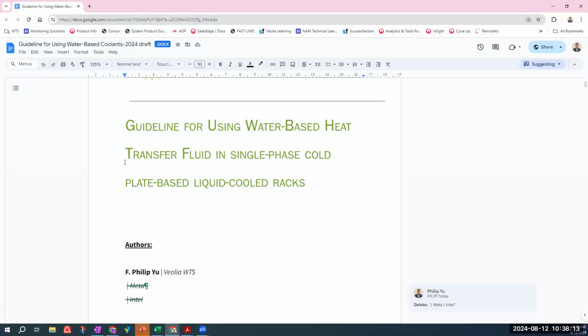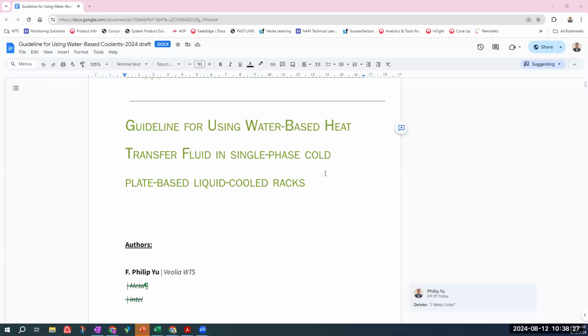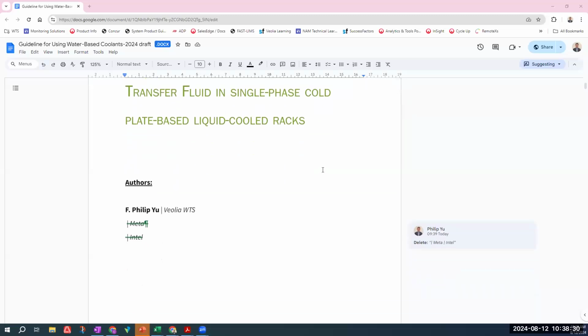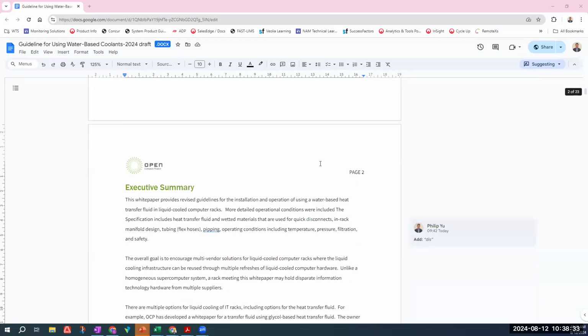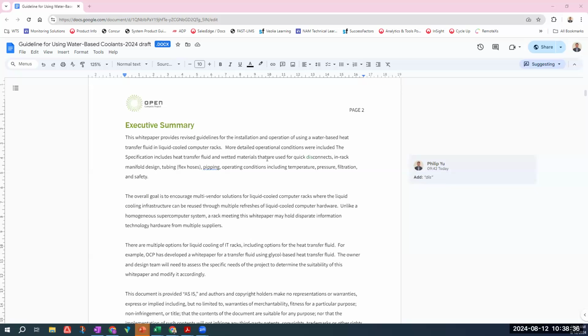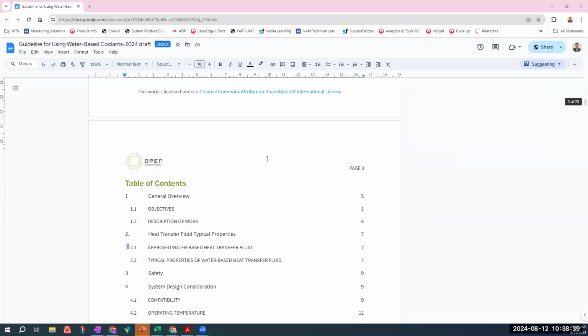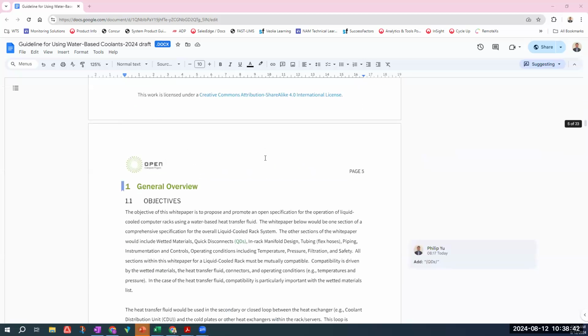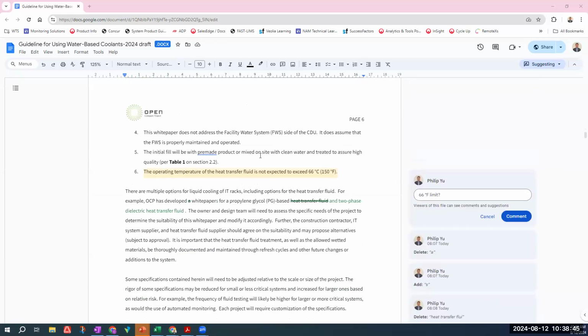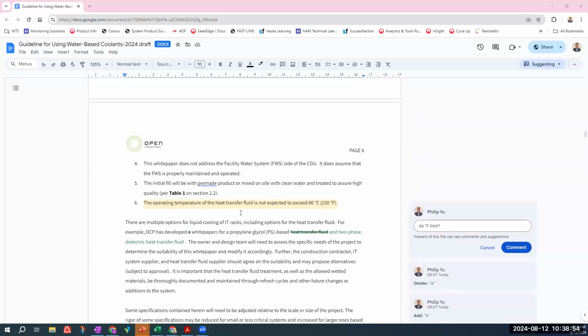Can everybody see the work file I'm sharing now? Okay, this is basically a document we published in 2022, and I went over some editing. In table one, we would like to have everybody's input. I looked at the file, and there's no editing or comments yet.